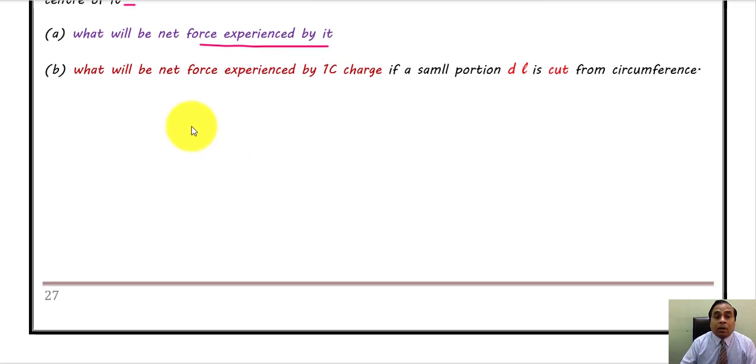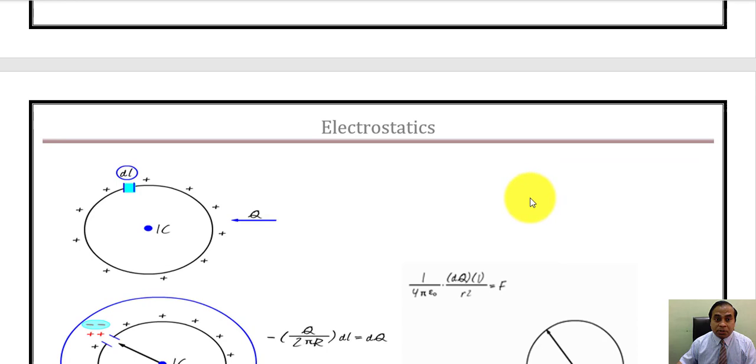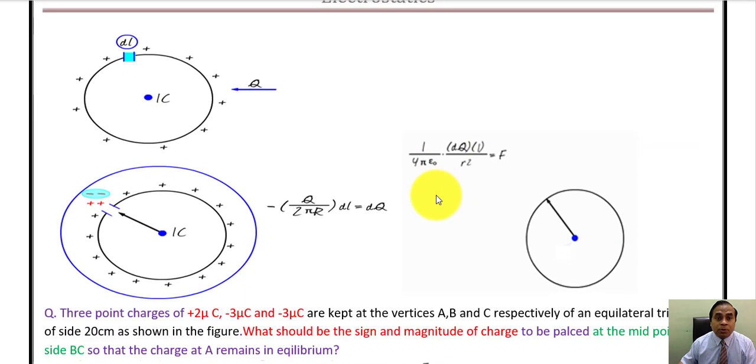Now what will be the net force experienced by 1 coulomb charge if a small portion dl is cut from its circumference? Okay, very good question. We have Q charge given to this circumference, and dl is a portion which has been cut open. So let us see what is the pattern of distribution, because it is said that the ring is uniformly charged. So the total charge is charge divided by circumference. So it is the charge stored per unit length.